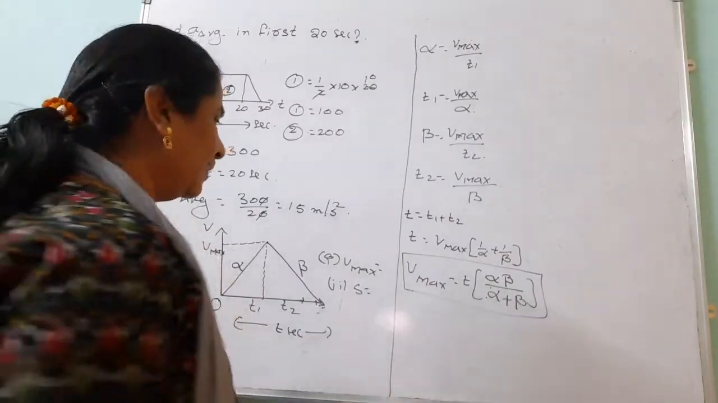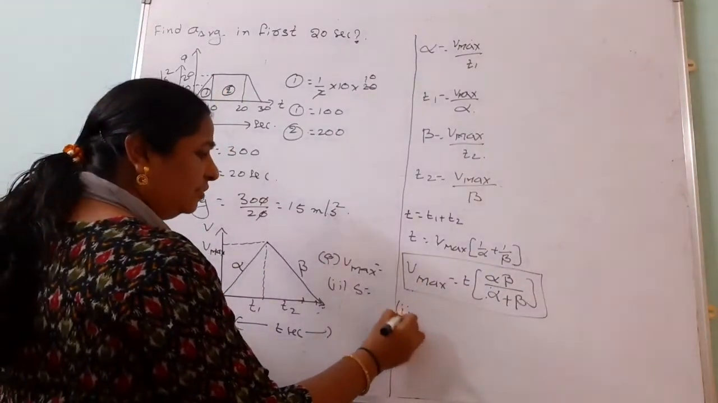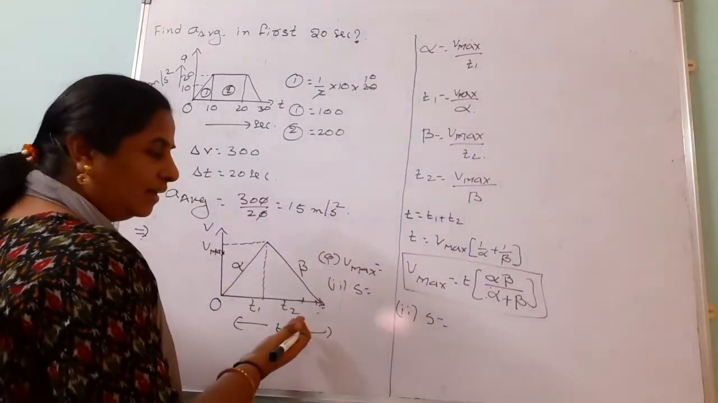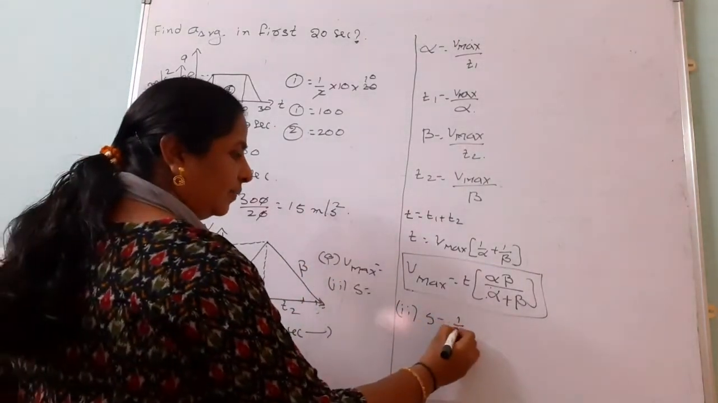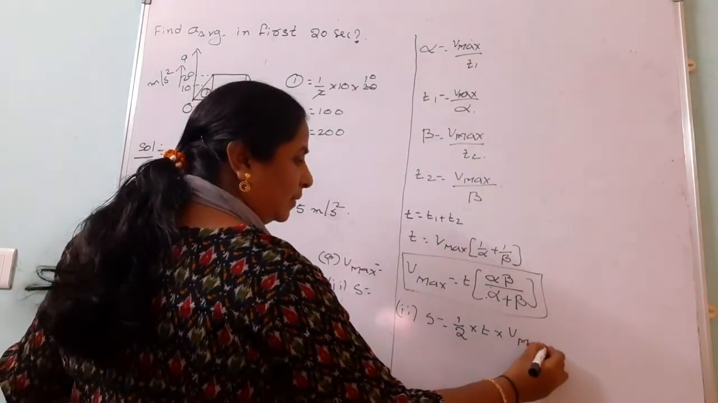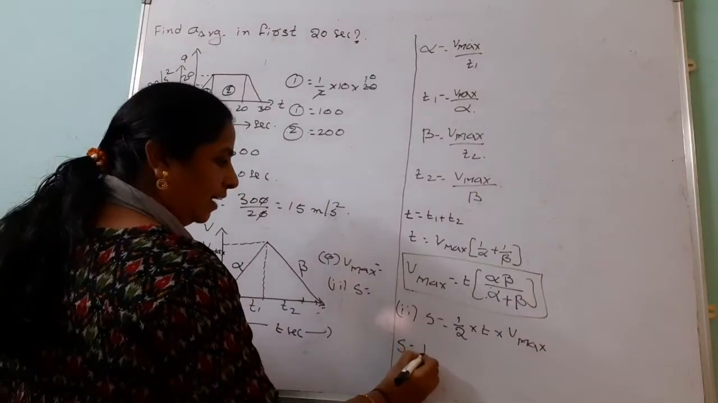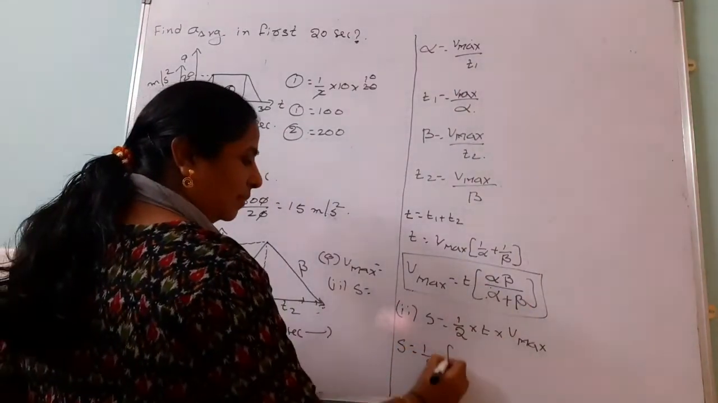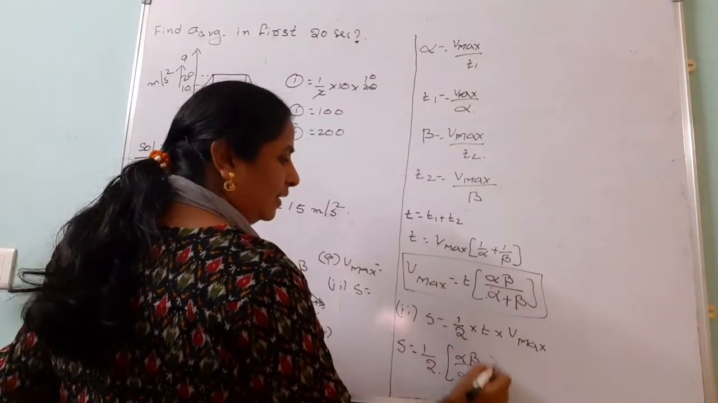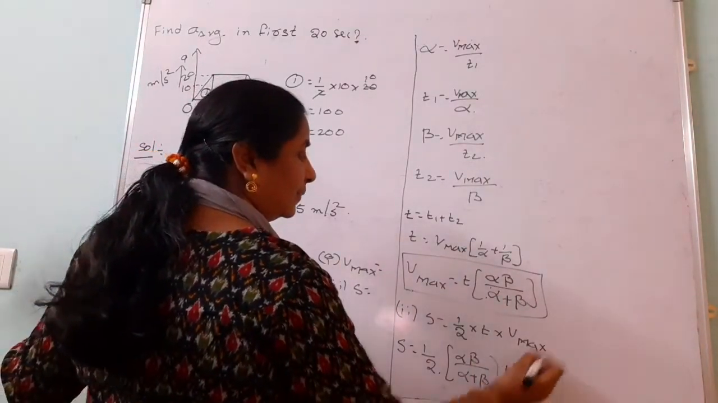Then we find the displacement, the area under this graph. The shape is a triangle, so half into base, which is the total time, into height, which is V maximum. Substituting V maximum, we get half into alpha beta by alpha plus beta into T squared.